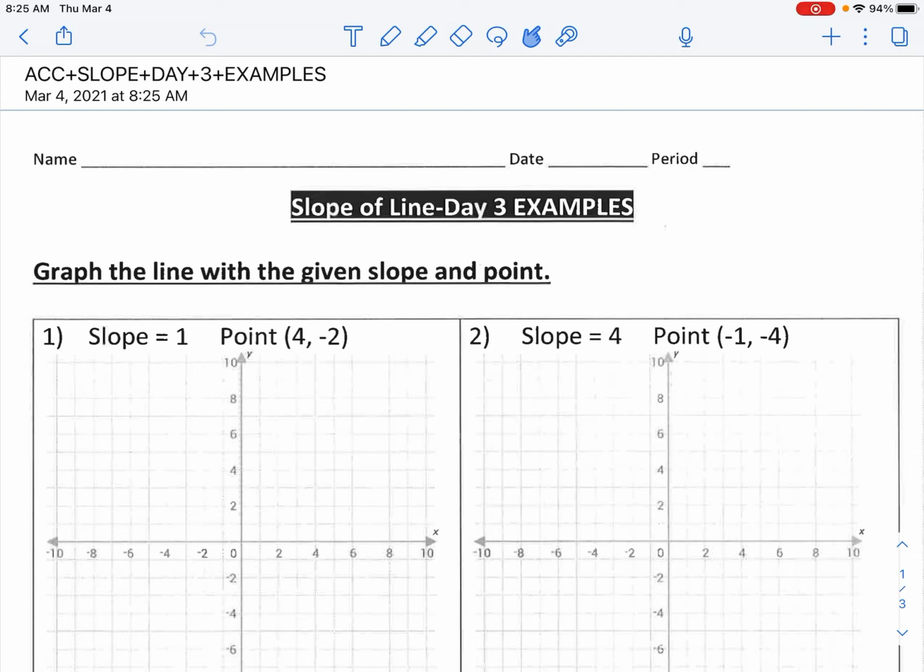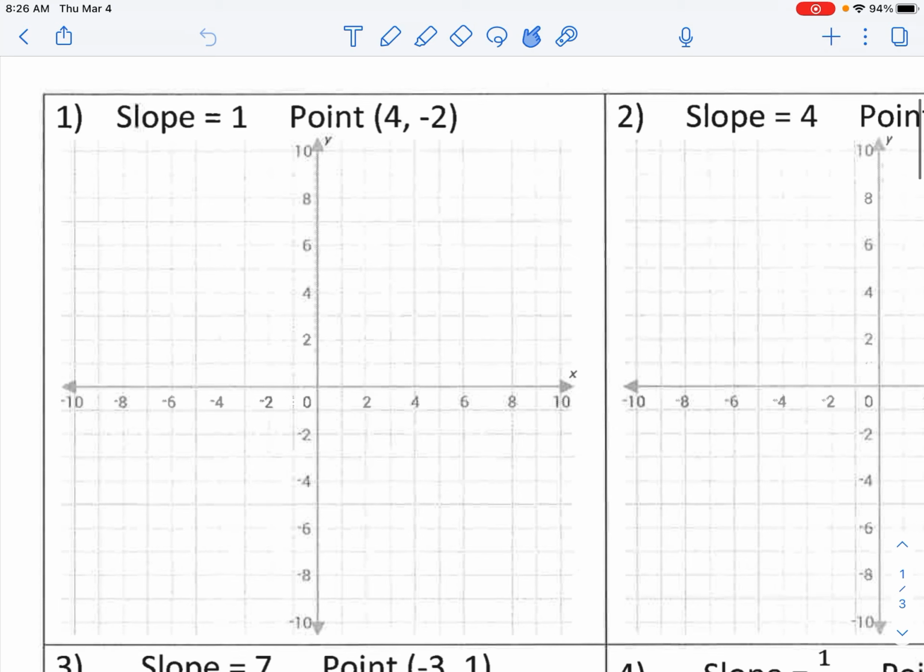So if we go back to those steps, remember the first step is to plot the point given. So if I look at number 1 here, the information I'm given is that the slope is equal to 1. And like I said in the video, I like to go ahead and put that 1 over 1. And the point that I'm going to plot is going to be at 4, -2, which I think is exactly where the other one was.